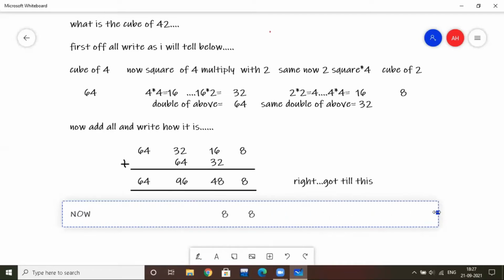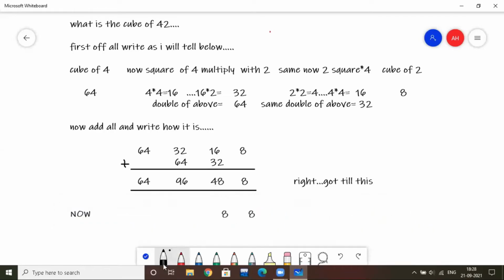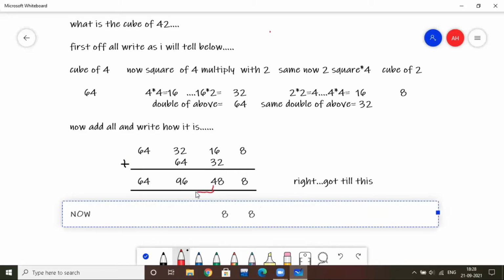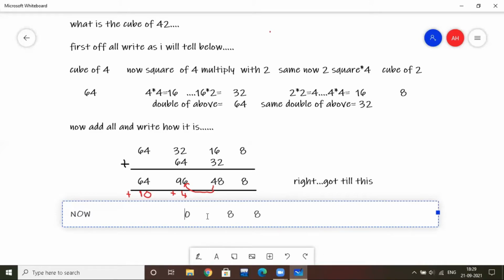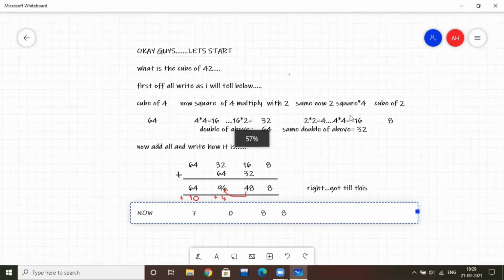Okay, now what you will do is, you got the 8 right? At the right side. Okay, again 48 is there, keep the 8 down, and 4 will go to 96 to add it. We will get 100, so we keep 0, and 10 will go there. 64 plus 10 is 74. Now mix them. 74088 is the answer.